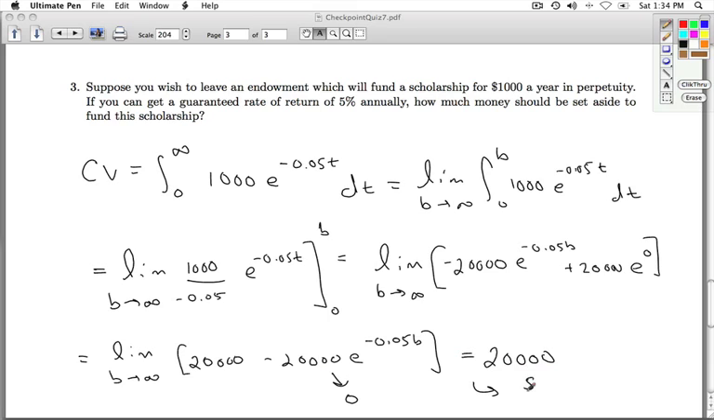So how much should you invest today? $20,000. And that'll do it for Take Home Assignment 7.